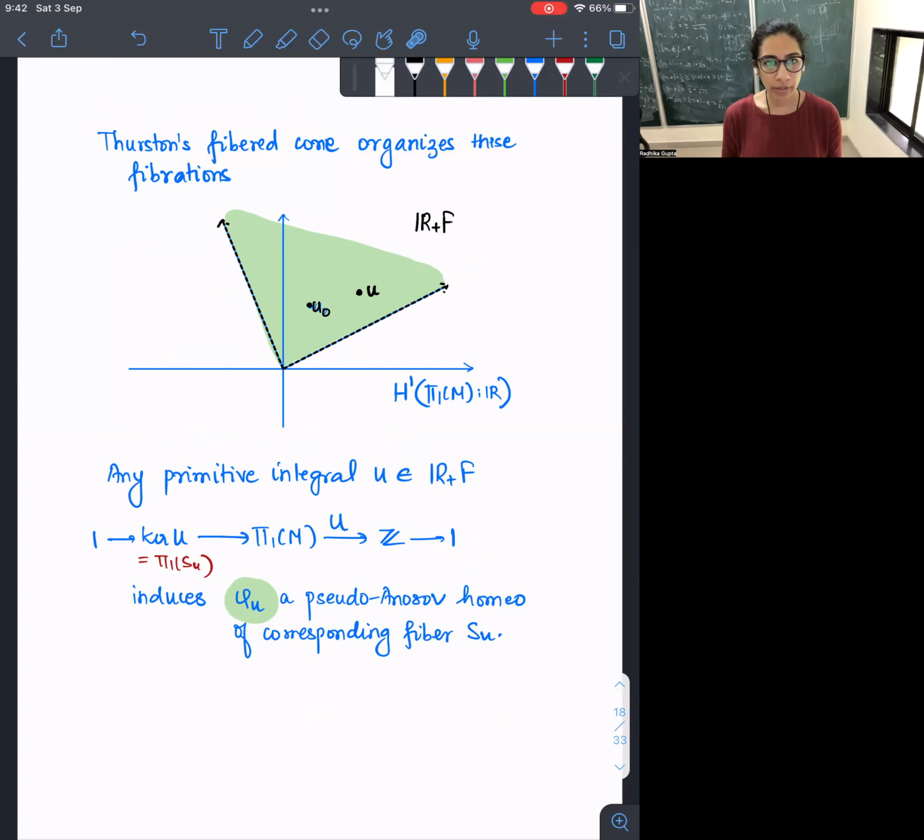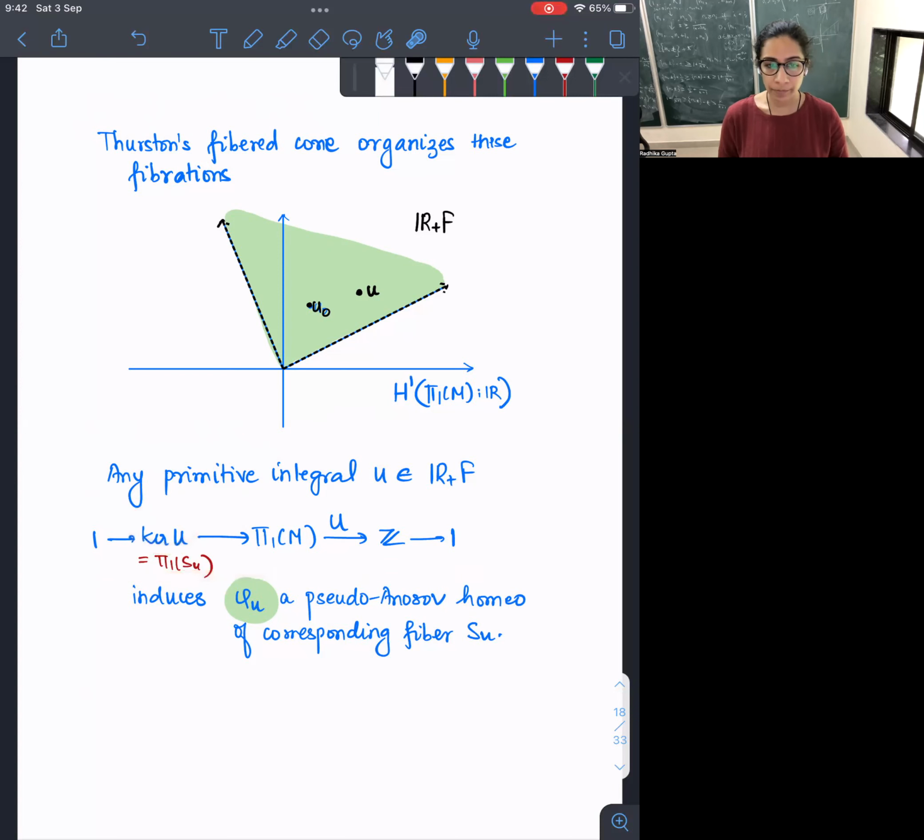So Thurston's fibered cone is a way to organize all these fibrations. I'm telling you there are infinitely many fibrations of that same 3-manifold, and how I organize all that information is via Thurston's fibered cone. This is a cone in the first cohomology of the fundamental group of the 3-manifold. It's some cone containing the original cohomology class u0. And any primitive integral cohomology class u in this cone has the property that, if I look at the short exact sequence, the kernel of that short exact sequence is finitely generated.